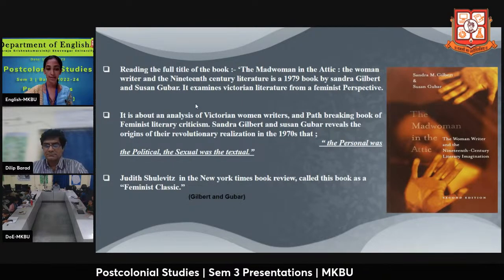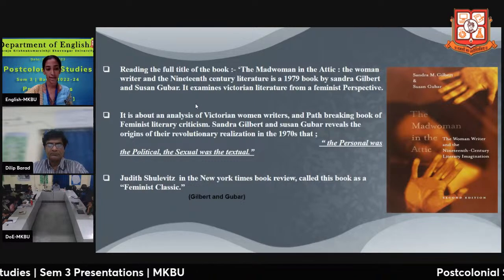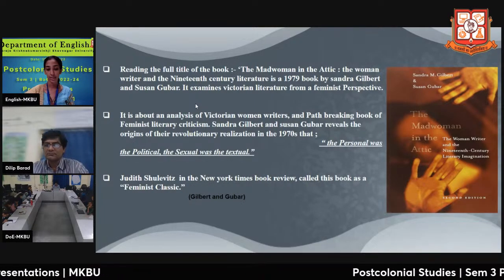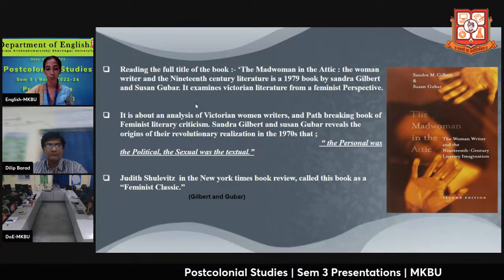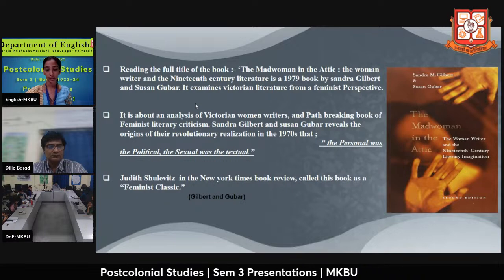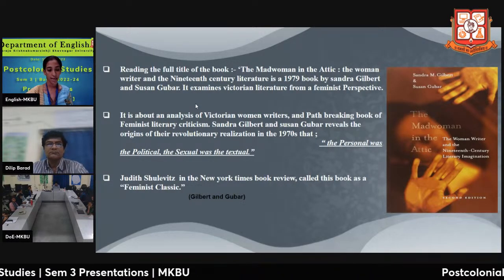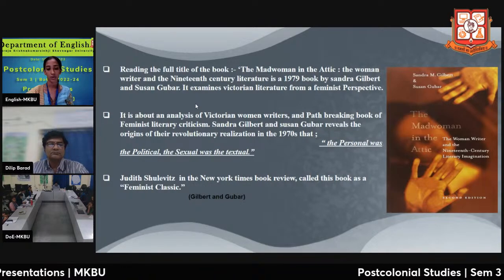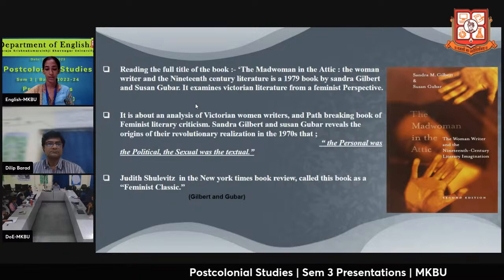Reading the full title of the book, The Madwoman in the Attic: The Woman Writer and the Nineteenth-Century Literary Imagination, is a 1979 book by Sandra Gilbert and Susan Gubar. It examines Victorian literature from a feminist perspective. It is an analysis of Victorian women writers and a path-breaking book of feminist literary criticism.